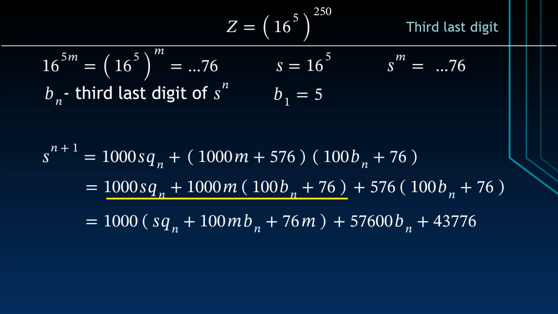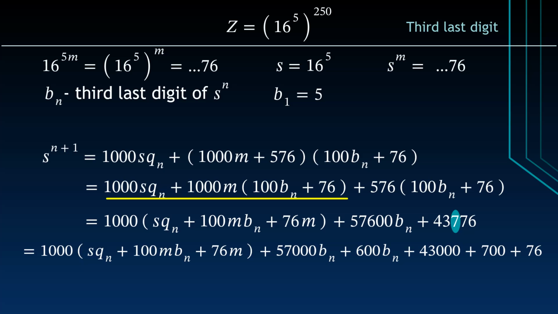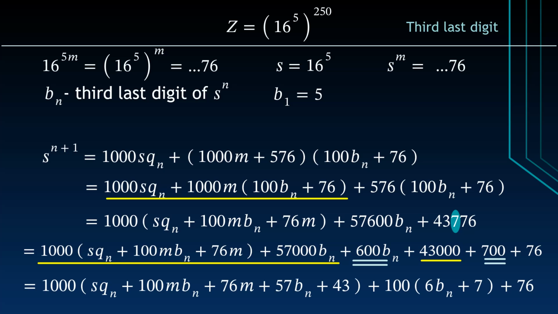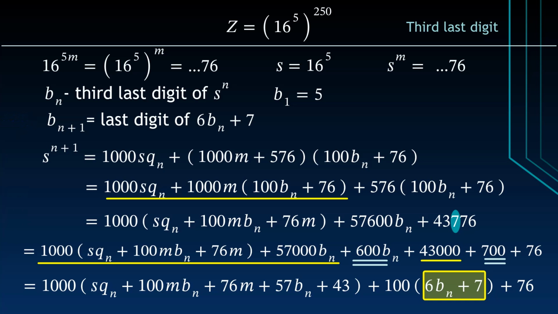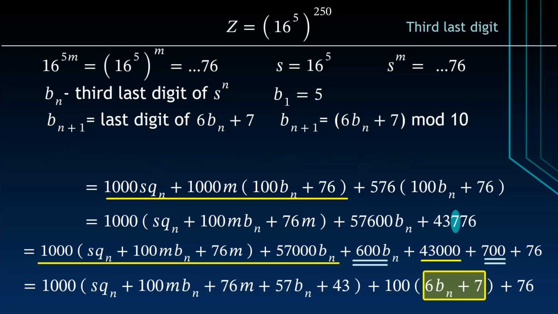Here I again use the calculator to find the product of 576 times 76. However, this time we also need only the third last digit. And again, some terms have to be split in order to collect thousands and hundreds separately. Then we group similar terms, getting quite a long expression where we actually need only the second term, a factor of 100. And we found the recursive formula for bn.